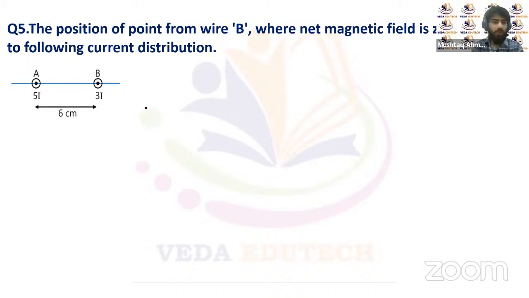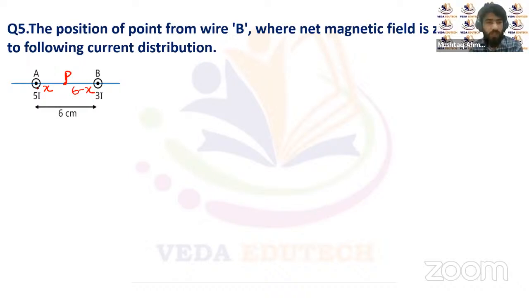Let's suppose there is some point P at a distance of x from this current carrying wire of 5i. Suppose the magnetic field at this point P is 0. Then the remaining distance will be 6 minus x centimeter. The question is that we have to find the value of this x such that the magnetic field at this point P will be 0.